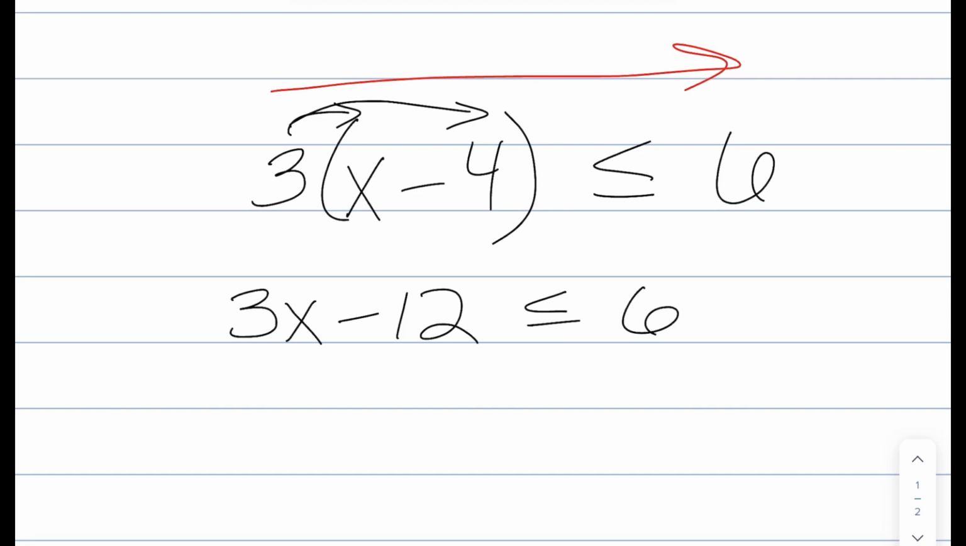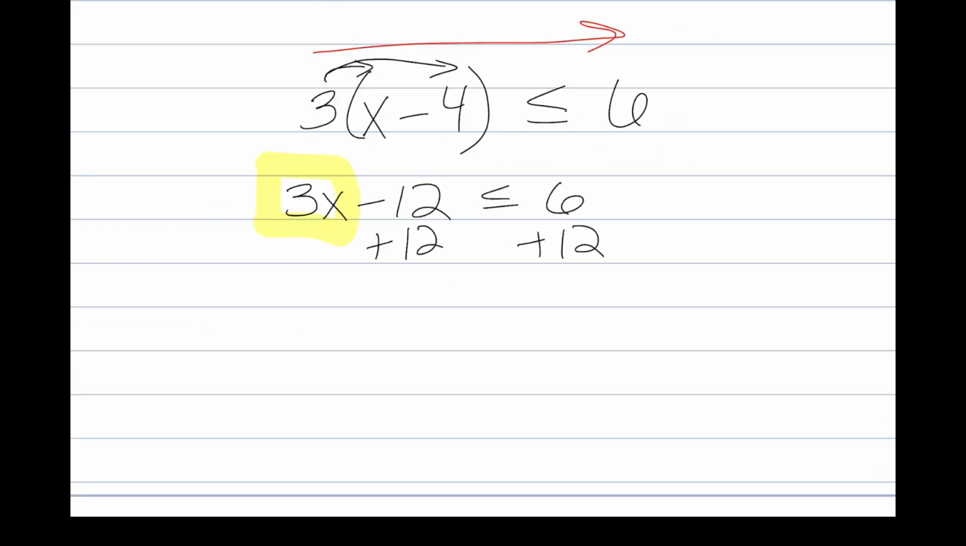So now I'm going to get the 3x by itself. I want to get rid of the minus 12, so I add 12 to both sides. When we add 12 to both sides, we then get 3x is less than or equal to 18. Now we're ready to start the final step. Solving an inequality is just like solving an equation, except for this final step.